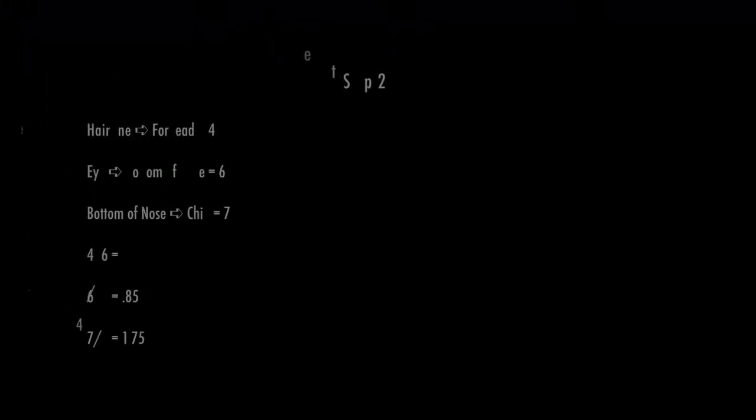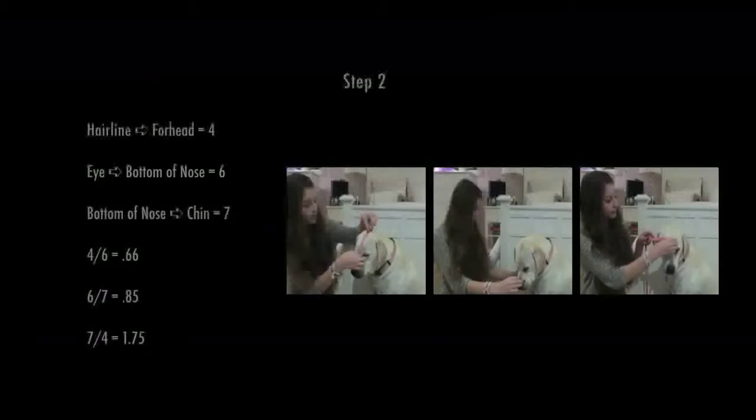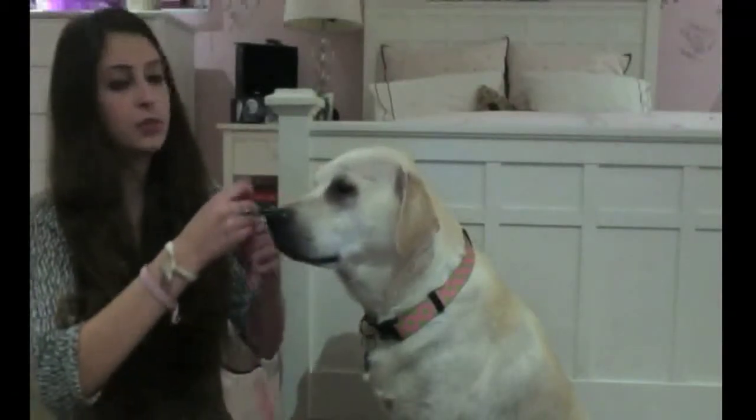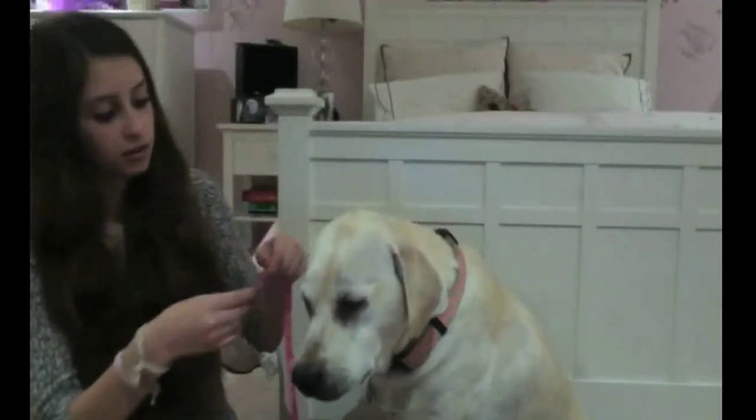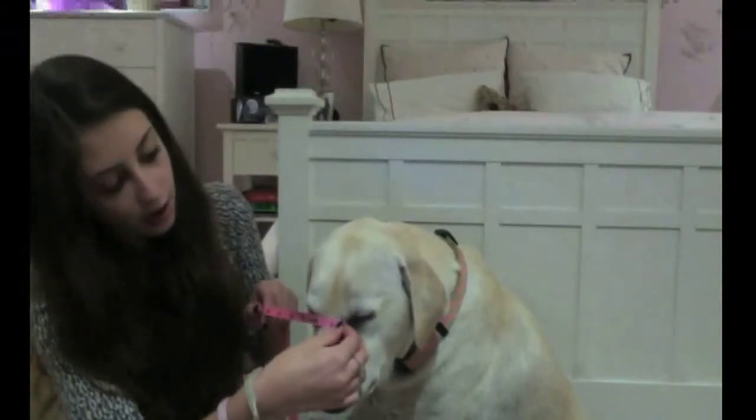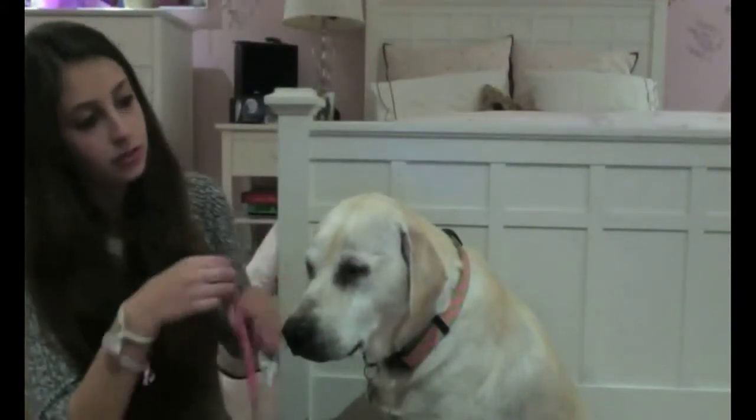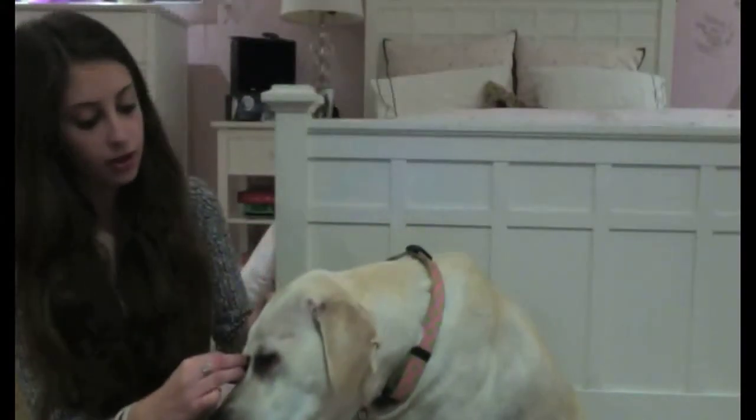Splitting the face up into 3 segments, the first one being the hairline to forehead, second being eye to the bottom of the nose, and the third being the bottom of the nose to the chin. We divide them separately and make 3 different ratios. The first ratio being 4/6, second being 6/7, and the third being 7/4. Now I will measure the width in between the eyes and the width of the eyes. So in between the eyes is about 1.5 inches. The width of the eye is 1 2/8.